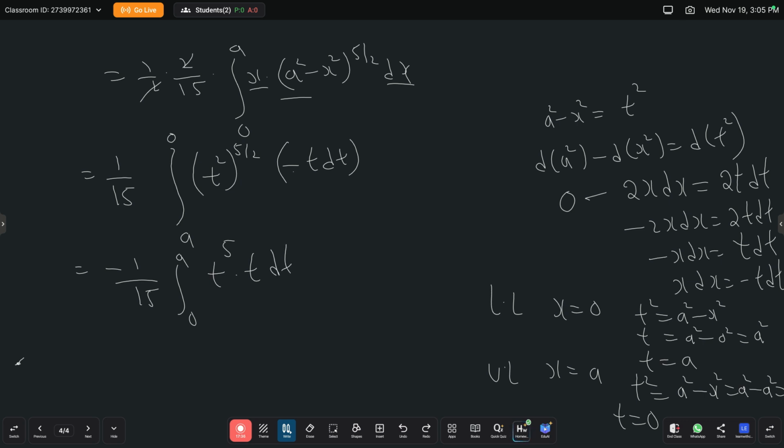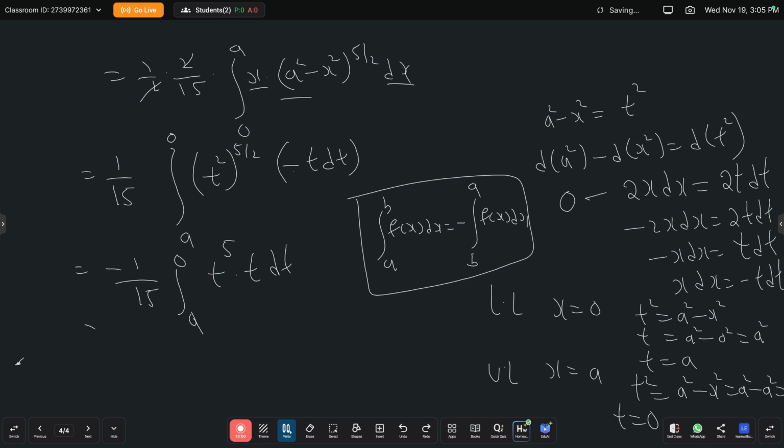And we know one rule: the integral from a to b of f of x dx is equal to minus the integral from b to a of f of x dx. So by using this theorem, the minus integral from a to 0 can be written as the integral from 0 to a, 1 by 15 into t power 5 into t. a power m into a power n is a power m plus n. So t power 5 plus 1 is t power 6, into dt.